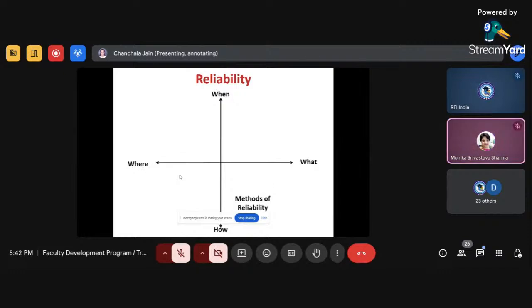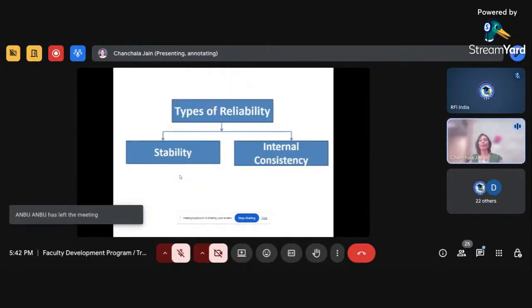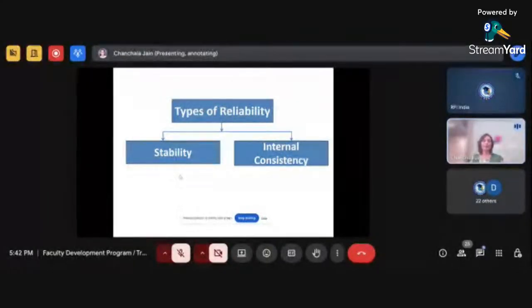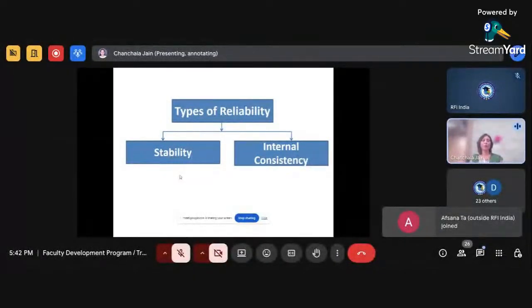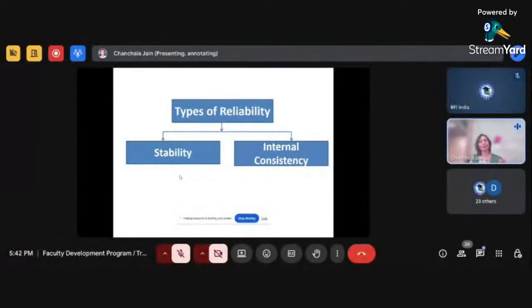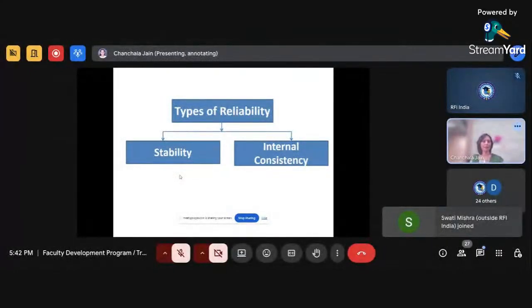Now coming to the types of reliability. Broadly, reliability can be classified into two parts: stability reliability and internal consistency reliability. Stability reliability means I am interested to check whether my skill is stable over a particular period of time or not. So I am more into checking whether my skill is reliable in terms of the time period or not. It is stability I'm checking, right?